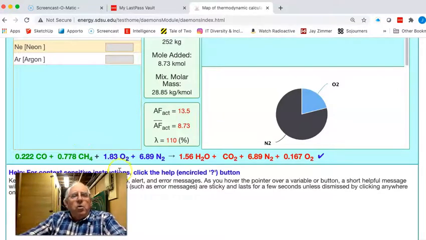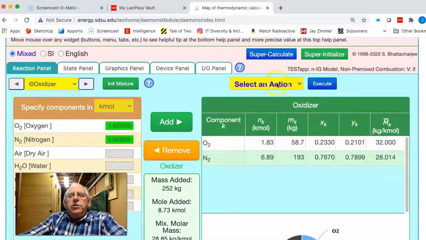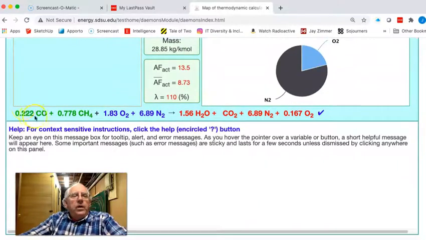But I wanted to show what if we wanted to add the right amount of oxygen and nitrogen that shows up in the fuel. And so there is an execute action here that we can perform, and we can change. We can multiply every one of these numbers by a constant.